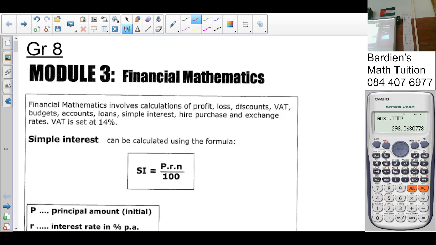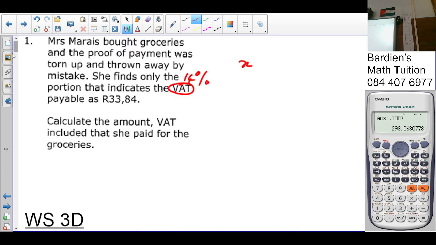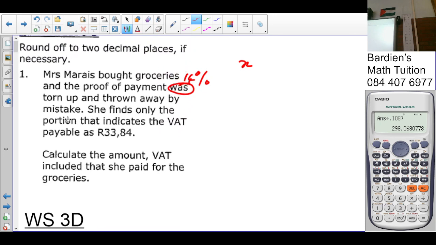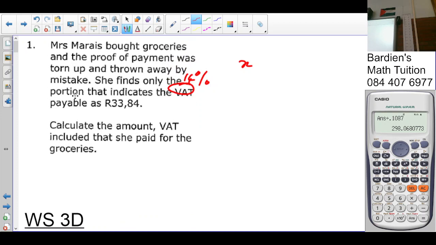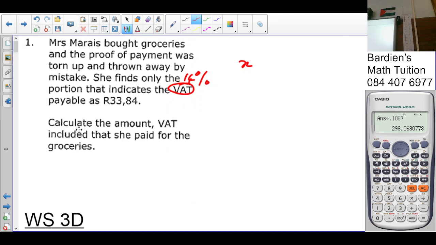So at this point we're looking at financial maths. We're looking at 4D, 3D. We are told here that you must round off to 2 decimal places where necessary. Mrs. Marais bought groceries and the proof of payment was torn up and thrown away by mistake. She finds only the portion that indicates the VAT. In this case they used VAT as 14%, payable as 33 Rand and 84 cents. The question is: calculate the VAT included that she paid for the groceries.